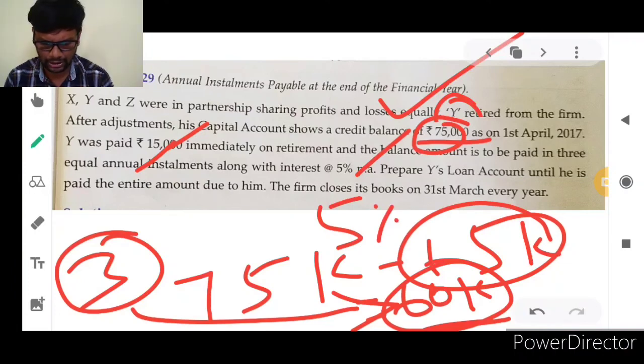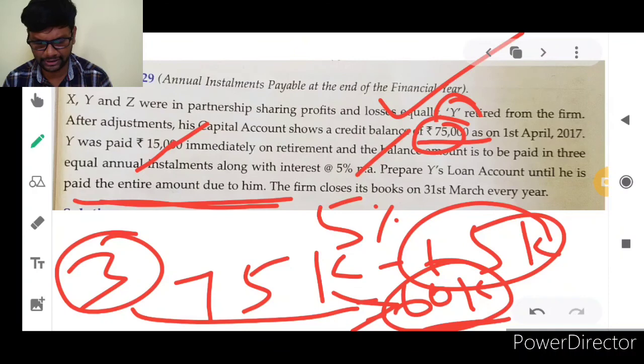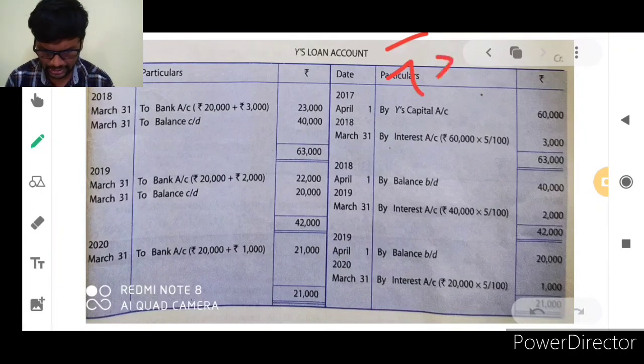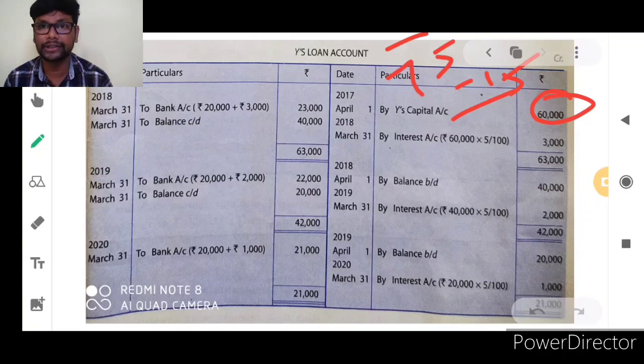Prepare Y's loan account until he is paid the entire amount due to him. So they are asking us to prepare the loan account. The firm closes its books on 31st March every year. Here the solution makes it very clear why the loan account is created. How much money should be paid to the partner? 75,000 rupees, minus 15,000, so 60,000 should be paid later. That 60,000 is entered on the credit side of Y's loan account, as Y's capital account should be debited in the partnership firm's books.